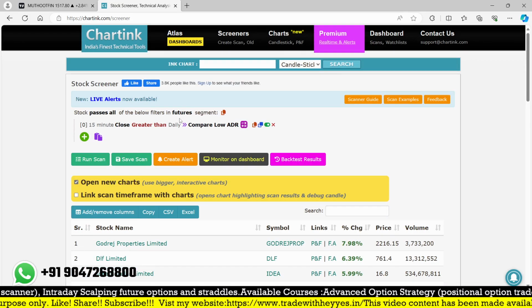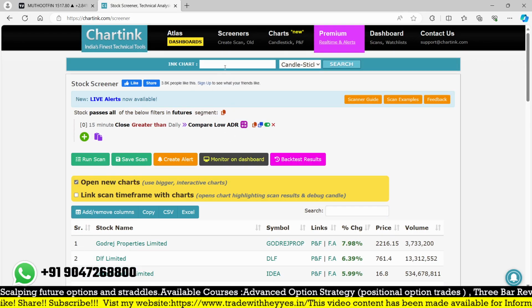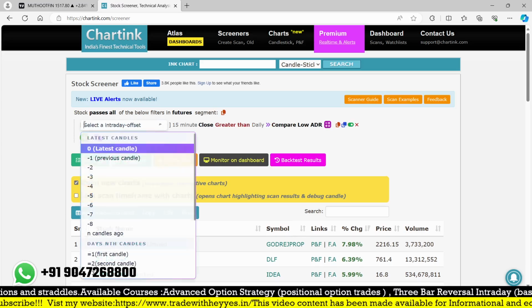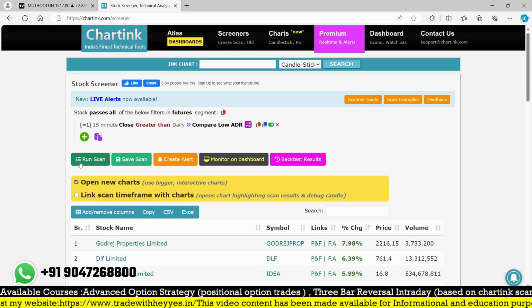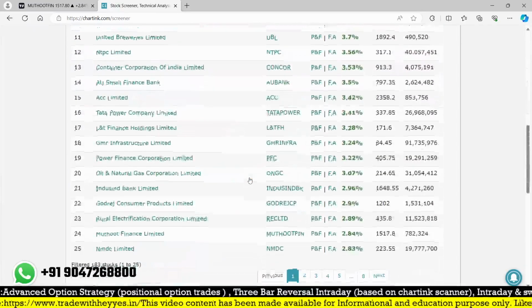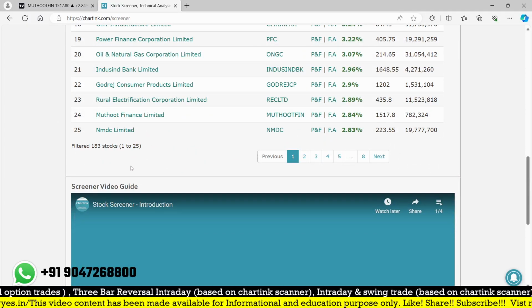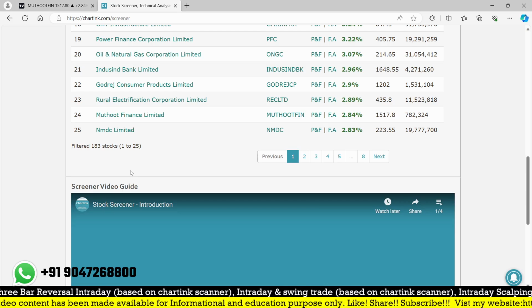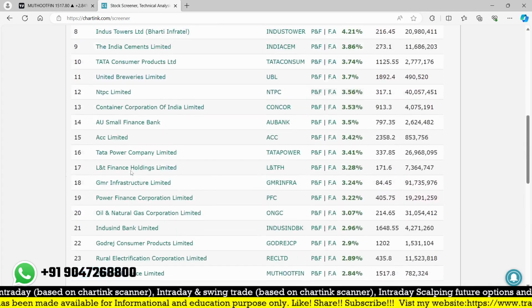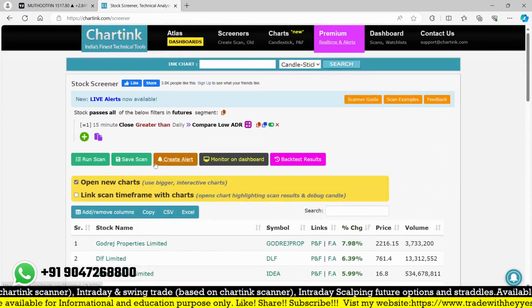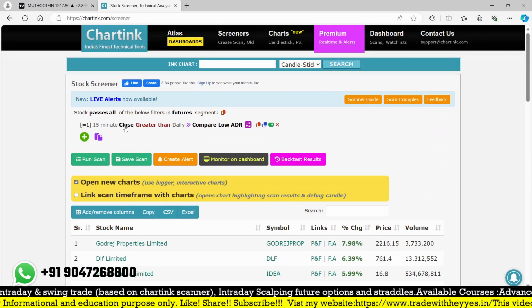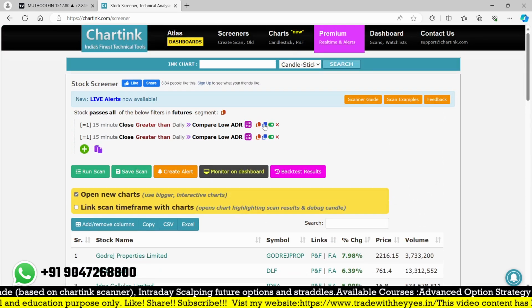Which one is the higher? And that is closed above. Okay, but here we are just simply using the first candle which is happening, so we will be getting almost 183. So all the stocks which are closed because of market gap up. But that is not ours. So we are simply looking for the reversal, that particular low.